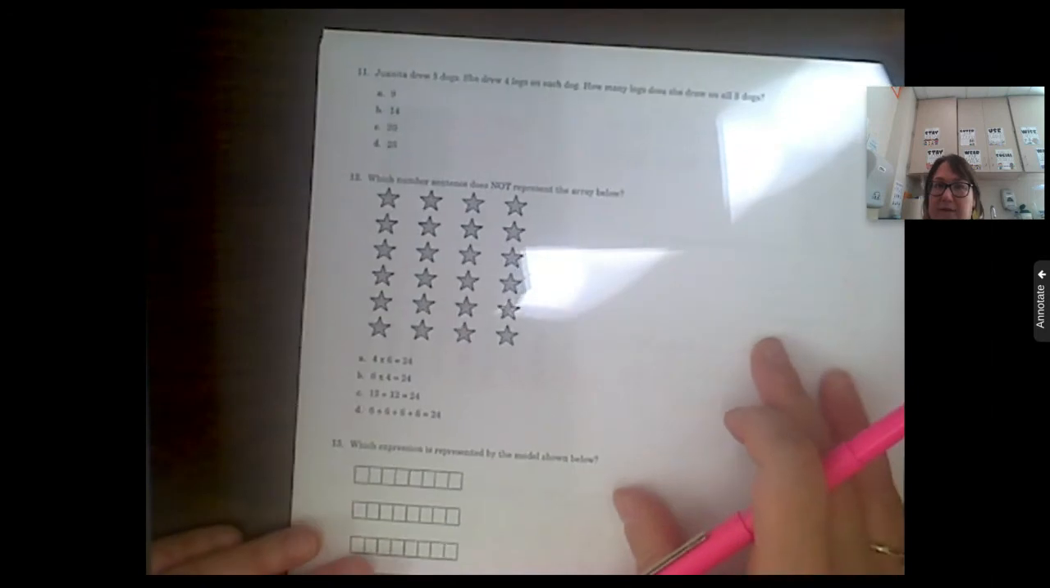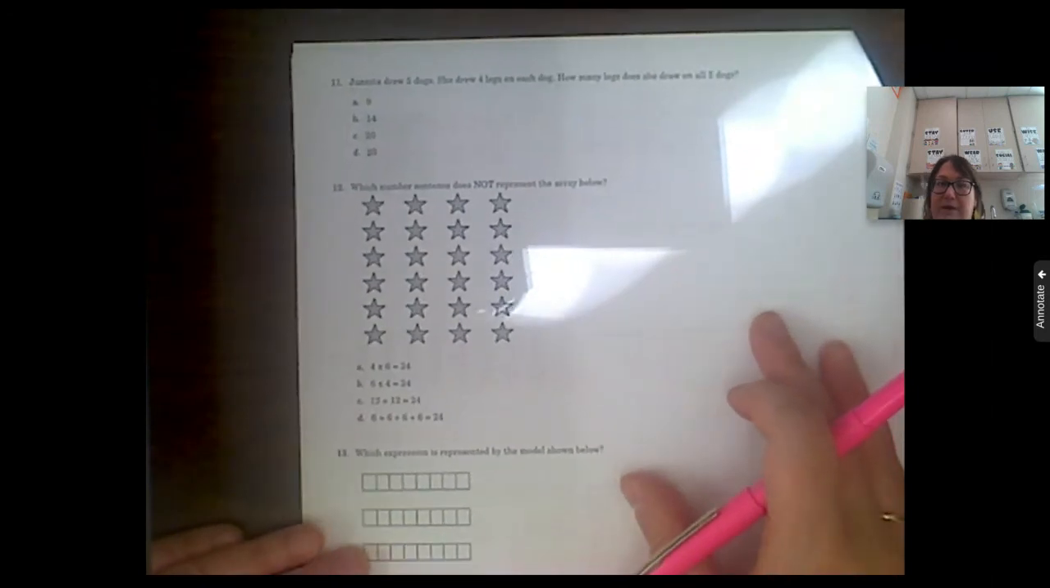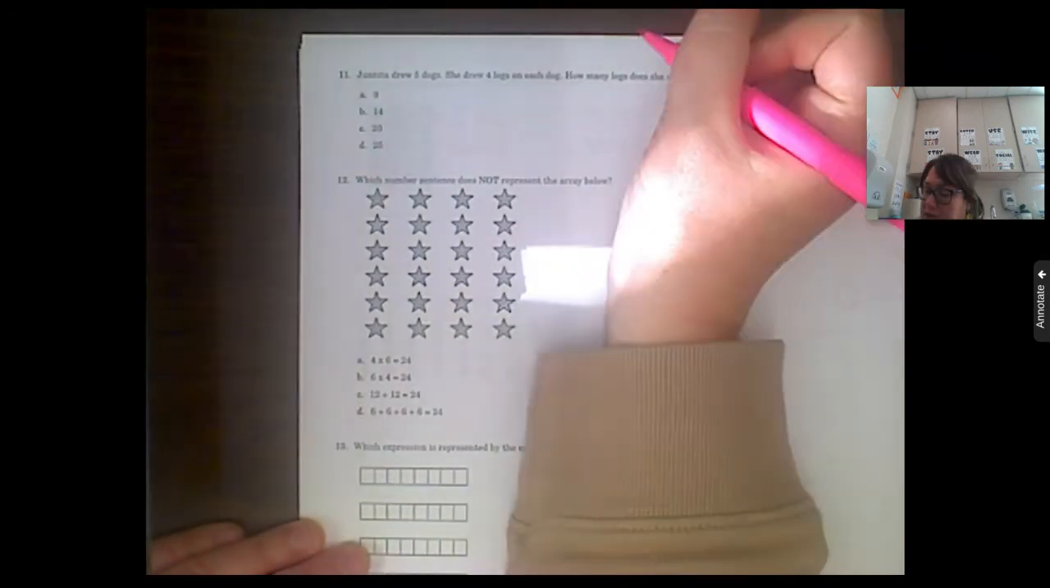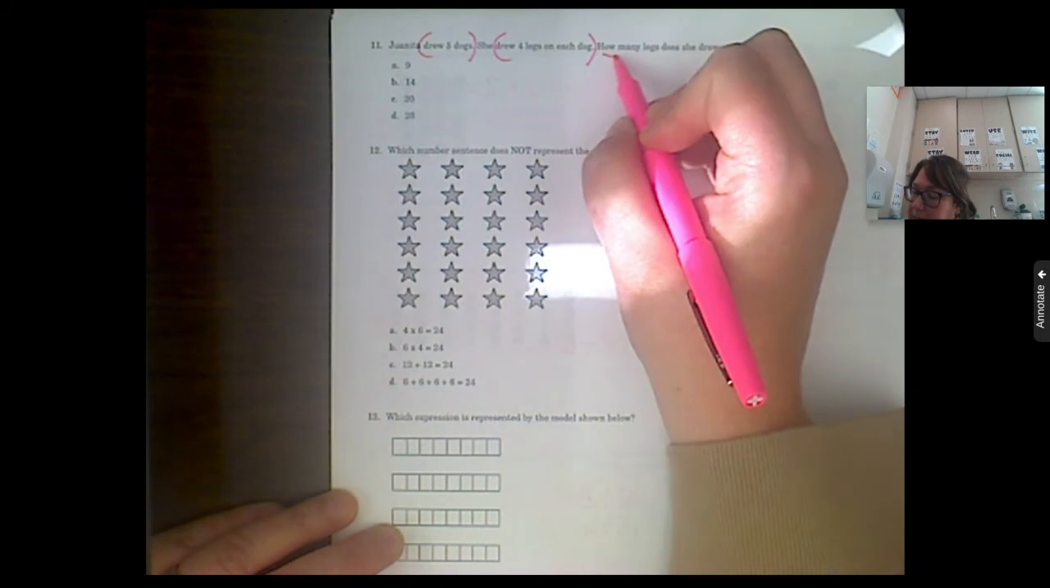Oh, we got Juanita, and she's drawing some dogs for the next one. Okay? So here we go. Juanita drew 5 dogs. She drew 4 legs on each dog. How many legs does she draw on all 5 dogs? So she drew 5 dogs. So I'm just going to bracket that. Juanita drew 5 dogs. She drew 4 legs on each dog. I'm going to bracket parentheses around that. And then my question says, how many legs does she draw on all 5 dogs?